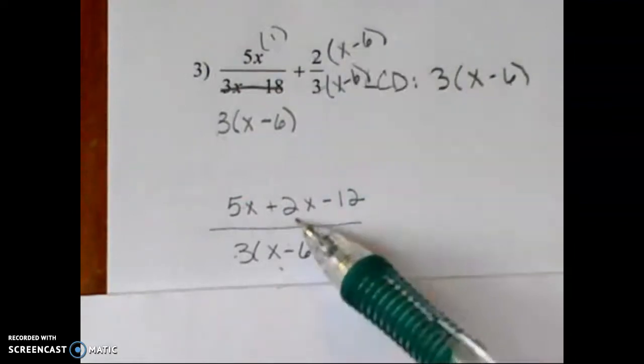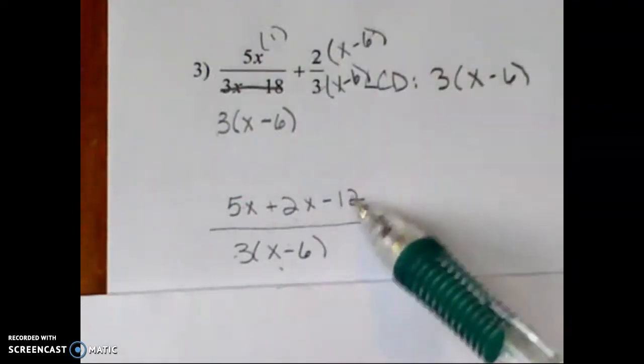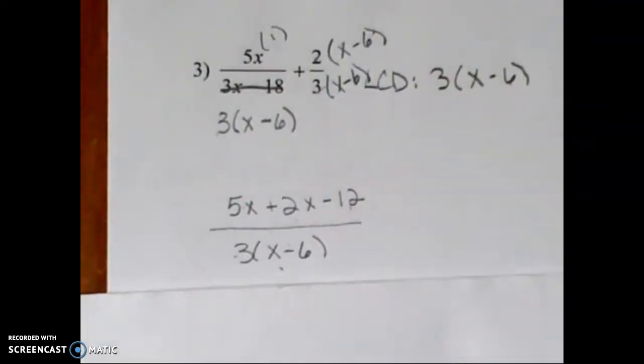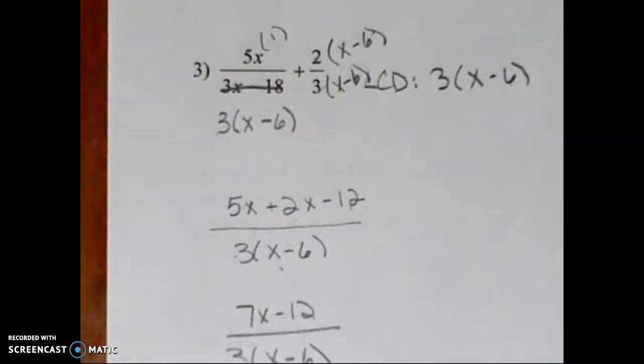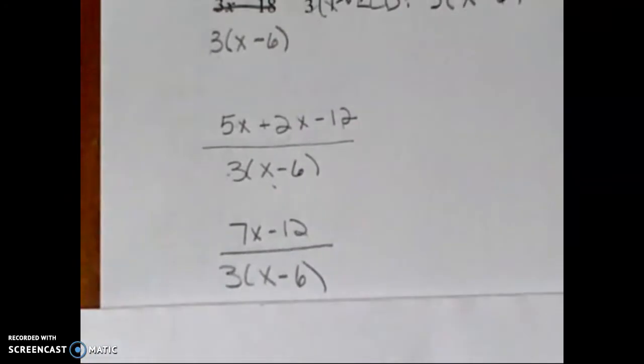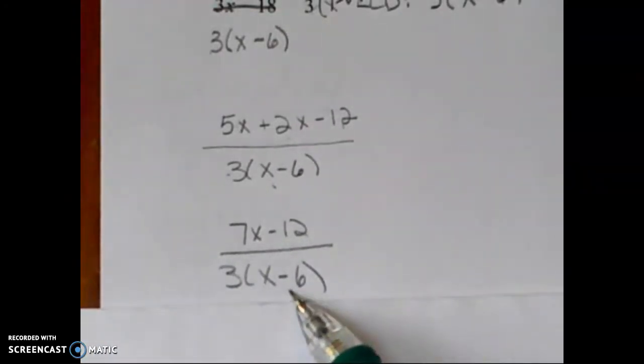2 times x is 2x. 2 times negative 6 is negative 12. And then you put those like terms together. Leave your denominator as factors. So this is just so when everybody looks at it, we know what the LCD is.